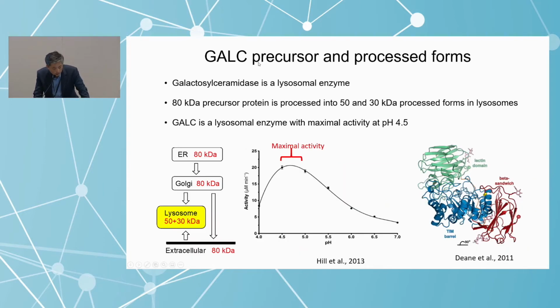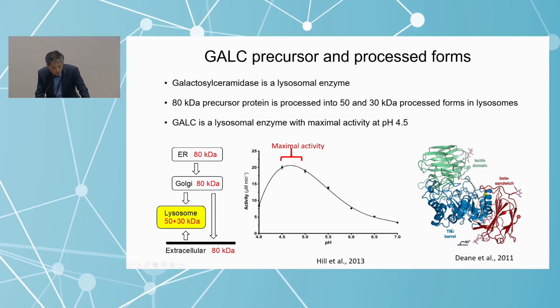The GALC precursor protein is generated in the ER with 80 kilodaltons and processed in the lysosome. A minority is directly secreted to the extracellular space and then taken up by the same cell or neighboring cells. The maximal enzyme activity is shown around pH 4.5, saying that GALC is a lysosomal enzyme.